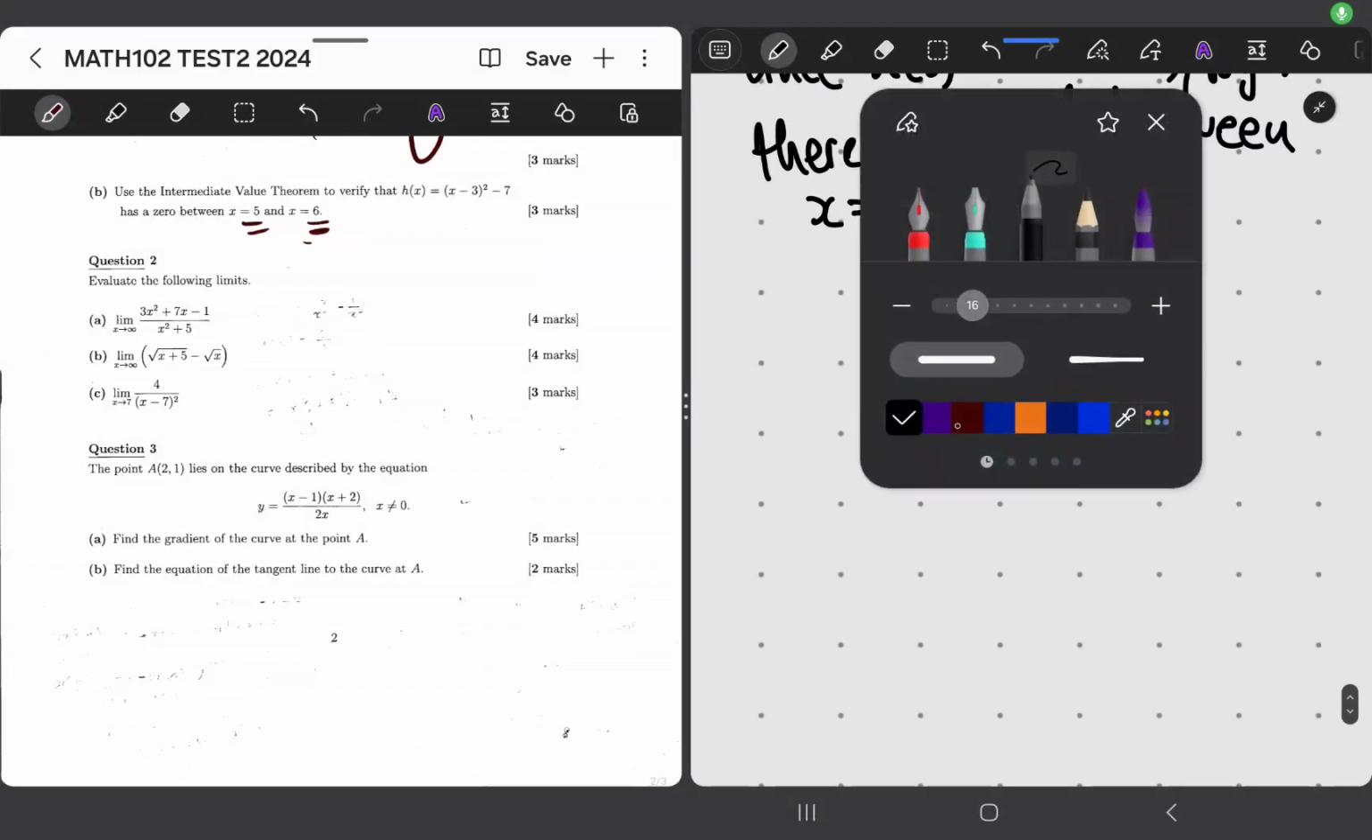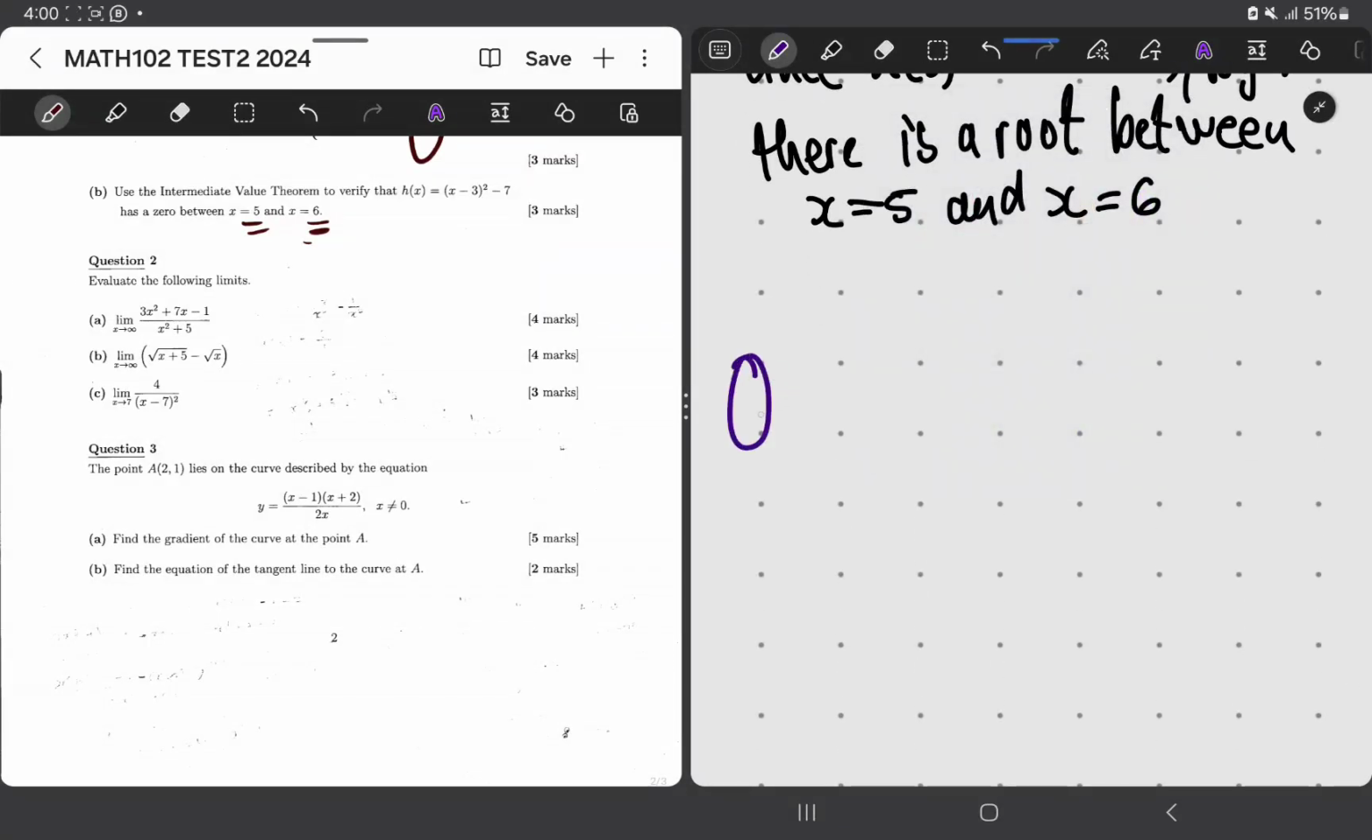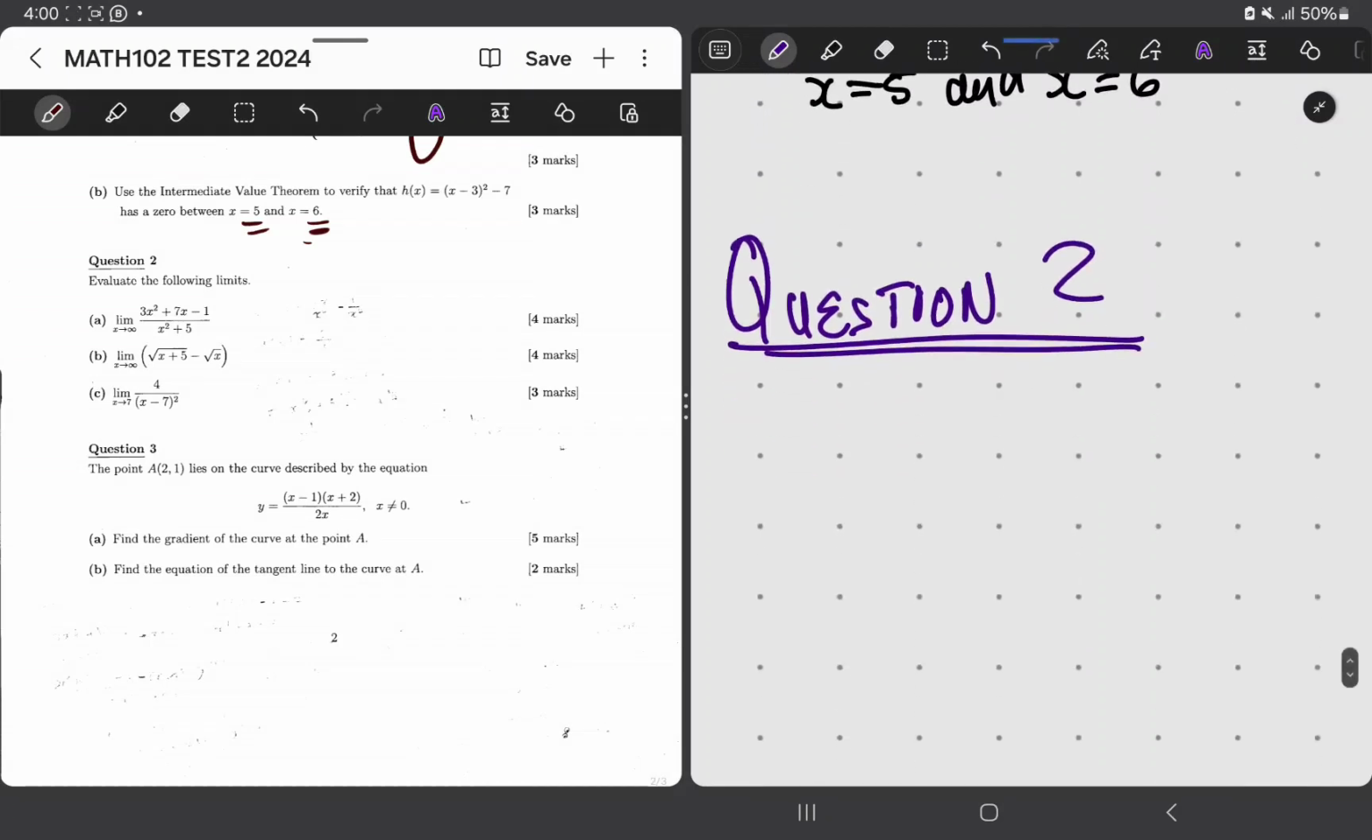Question 2, which is just another bit of, we don't want to call this nonsense, but we don't fear this, okay? Question 2, come on. Limits, really? No, to have a problem.